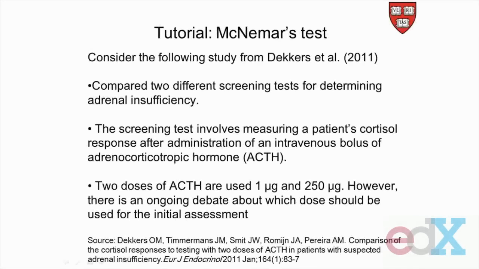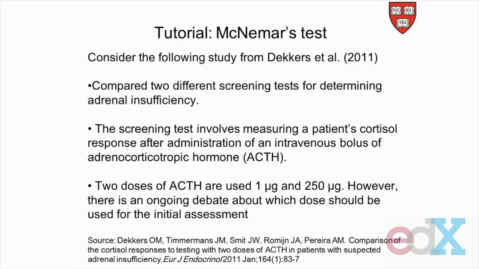Hey everyone, today we're going to do a tutorial on McNemar's test. This is going to be the first of two tutorials on McNemar's test. I'm going to do one now, and then Lauren is going to do another one coming up next using the data from the CHIS dataset.